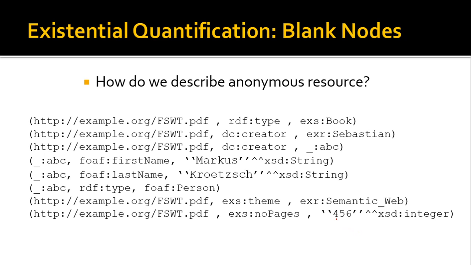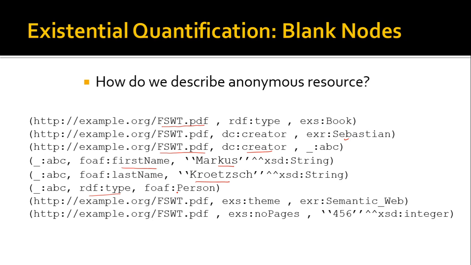Now, another question may arise: how do you describe anonymous resources? So why do we need anonymous resources? For example, I want to represent something like this: FSWT has got type book, which we have already done, has creator Sebastian. Now this is where we are deviating from the earlier description: fswt.pdf has got created by someone or something, and that something has got a first name, Marcus, and the last name, Quets, right? And this particular entity is of type person.